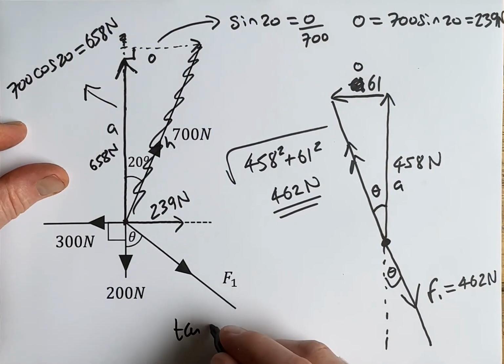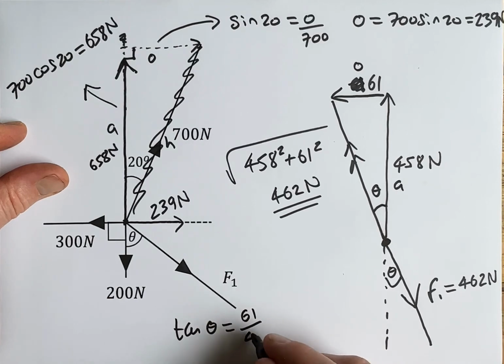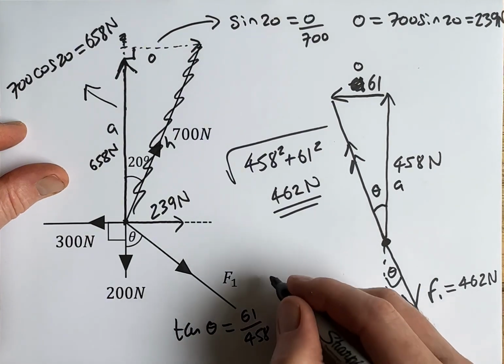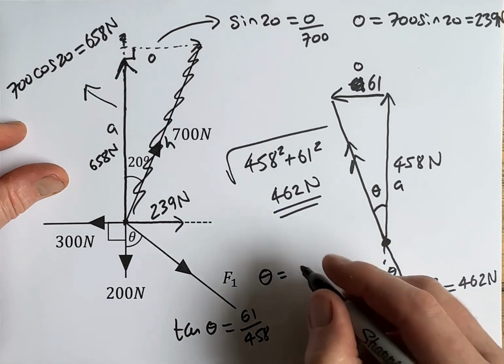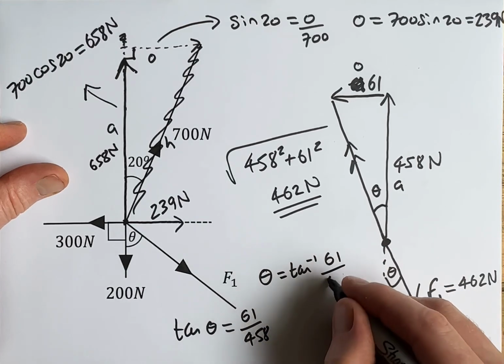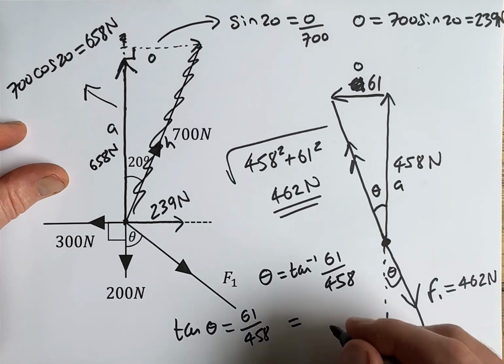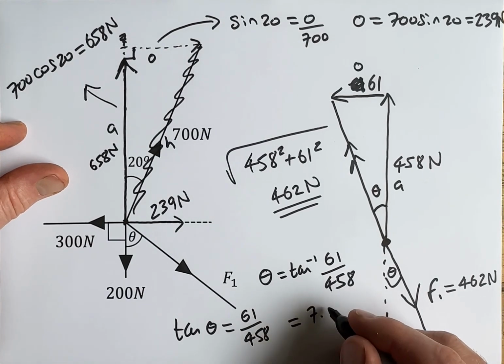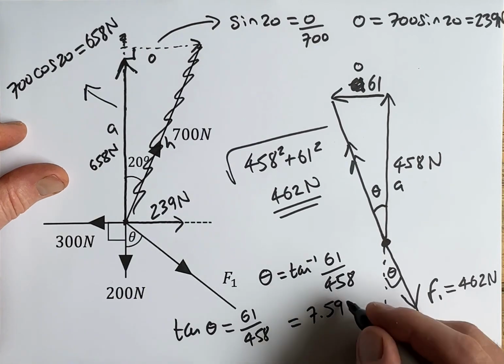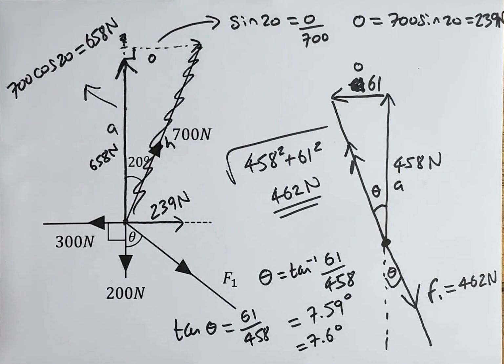So tan of theta is equal to opposite over adjacent. That means theta is equal to tan to the minus 1 of 61 over 458. If you work that out, that gives you 7.59 degrees, or 7.6 degrees. There's that one done.